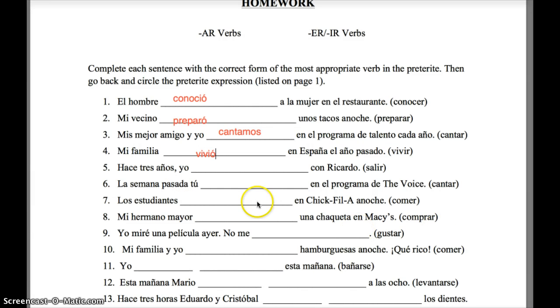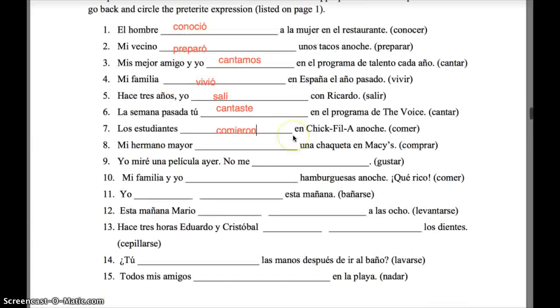Vivió. Even though my family has more than one person in it, it is one unit, and that's how I'm going to talk about it. Okay, that one's not good. Let's see. Okay, that's just giving me problems. Let's see. Yo salí con Ricardo. And next would be cantaste. And los estudiantes comieron. And y'all can figure out the rest, okay?